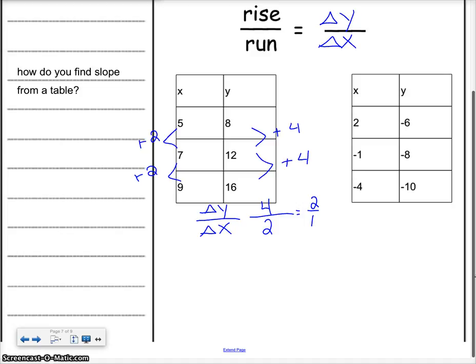Okay, the next table, change in Y over, Y has to be first. It has to, you have no choice. Y has to be first. That's the definition of slope. Y is the one that's on top.